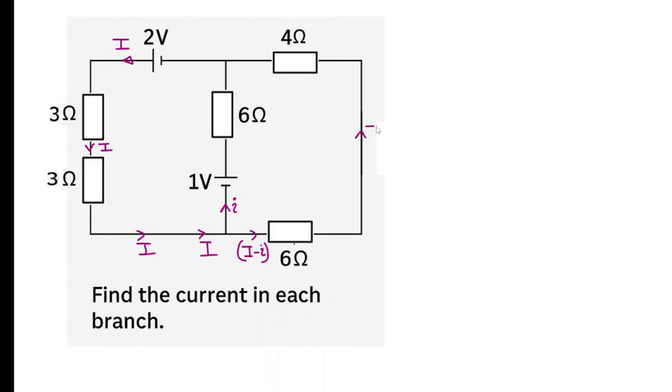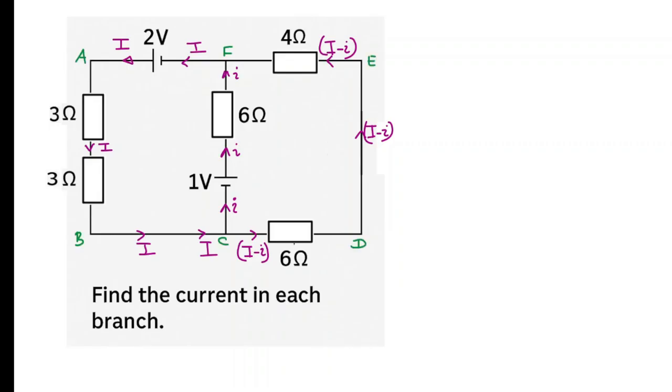And I take away i. Now, this i goes through this one, and this one. These two add up again to give capital I. Right? That's quite straightforward. Now, let's go and label the circuit.